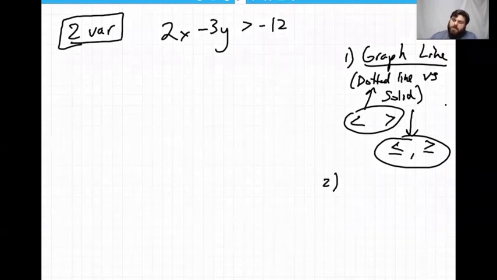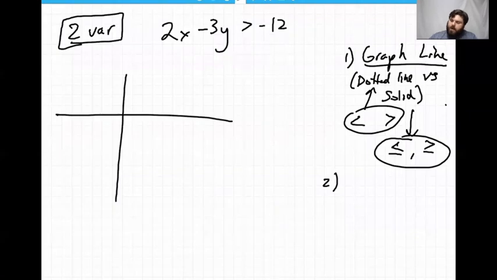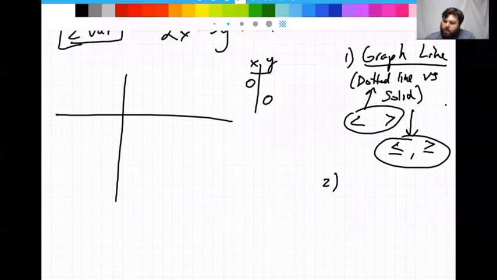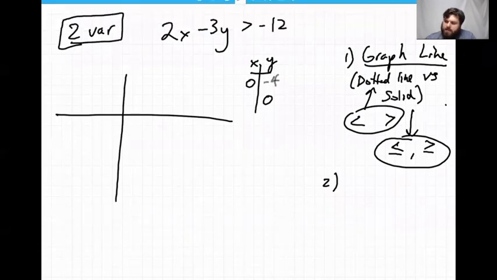And let's do that on this example here. If I'm going to graph the line, I'm going to make a little XY chart. I'm going to let X equal 0 and see what Y is, and then I'm going to let Y equal 0 and see what X is. So first thing, let X equal 0. Cover up the X, and what does Y have to be? Y has to be -4. So that tells me that Y is -4 when X is 0.